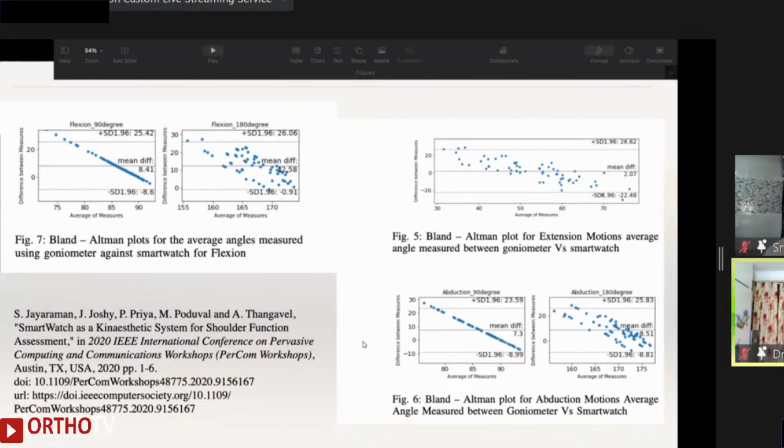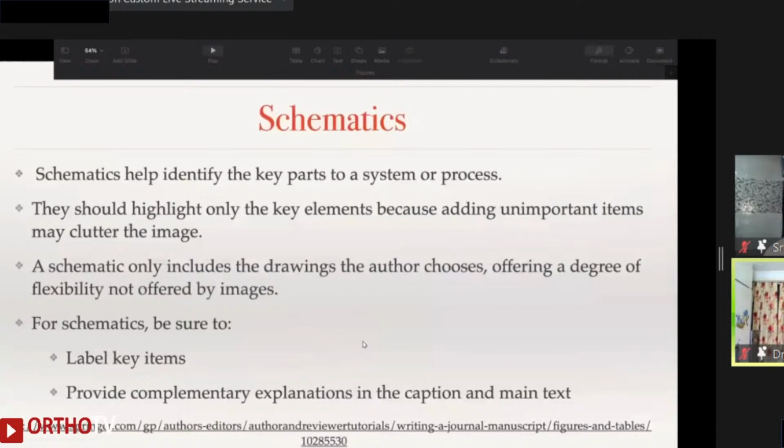Schematics help identify the key parts to a system or process. Now they should highlight only the key elements. Well, don't try to put too many things there and make them extremely complicated.